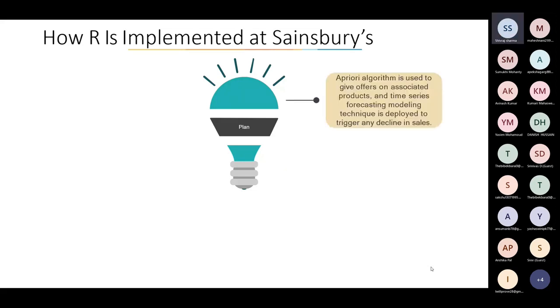Okay, now there is the name of an algorithm which is used in these forecasting models and all those things: Apriori. Okay, this algorithm is used to give offers on associated products, along with the time series forecasting model technique. It is deployed to trigger on any decline in sales. So if there is a need to give any offers on a particular product which is going below the cutoff limit, then the offer is opened on these products so that the sale increases on those products, right?